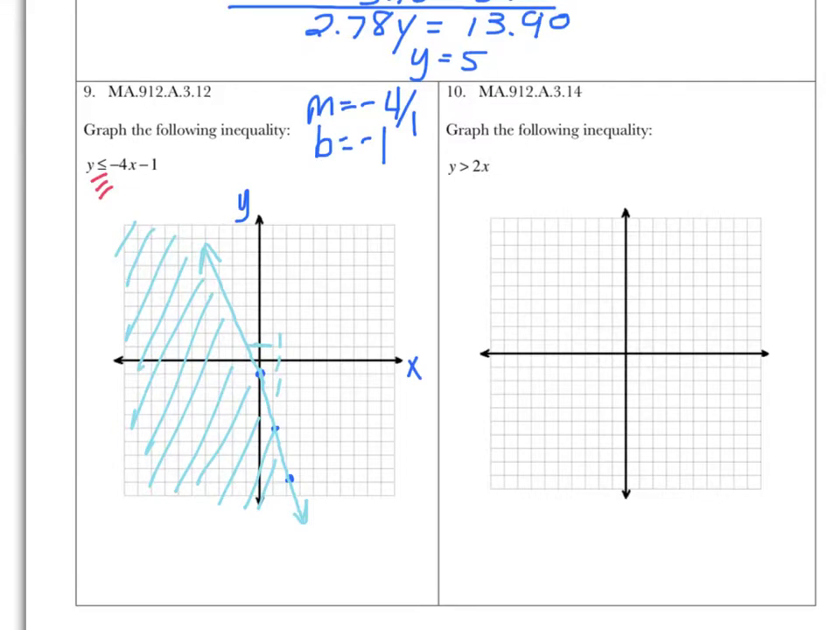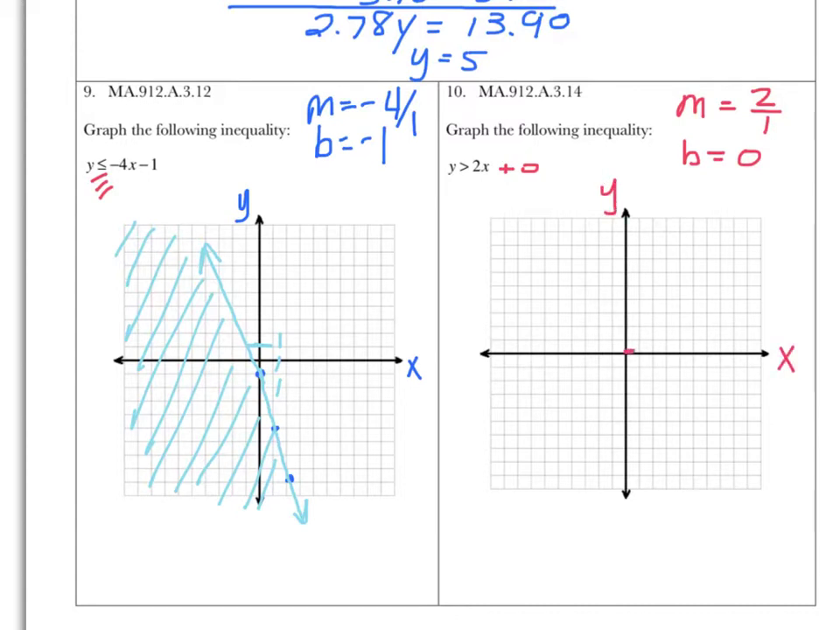For number 10, we have a similar problem. In number 10, we are graphing y is strictly greater than 2x. And if I wanted to make this in y equals mx plus b form, it would be 2x plus 0. So my slope is positive 2 over 1. That's going to be a rise of 2, run of 1. And my y-intercept is 0. So let me label my axes for 1.